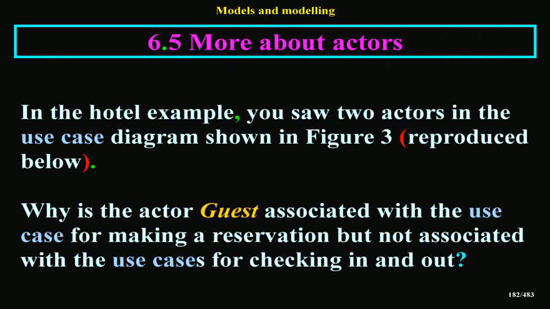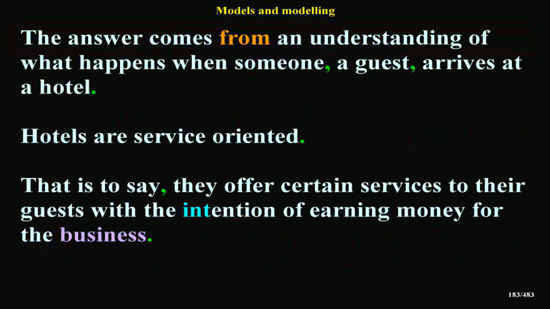6.5 More about actors. In the hotel example, you saw two actors in the use case diagram shown in Figure 3, reproduced below. Why is the actor guest associated with the use case for making a reservation but not associated with the use cases for checking in and out? The answer comes from an understanding of what happens when someone, a guest, arrives at a hotel.